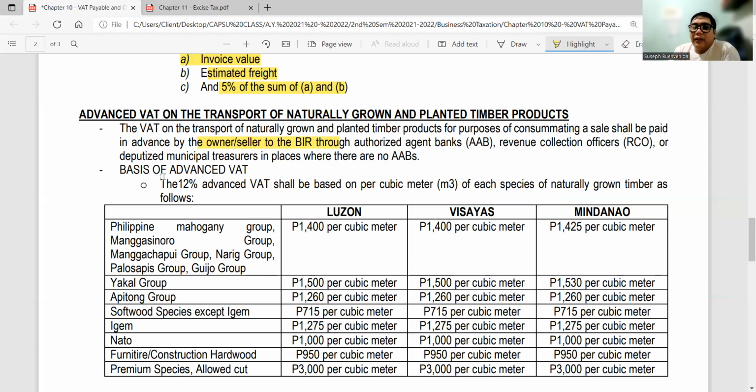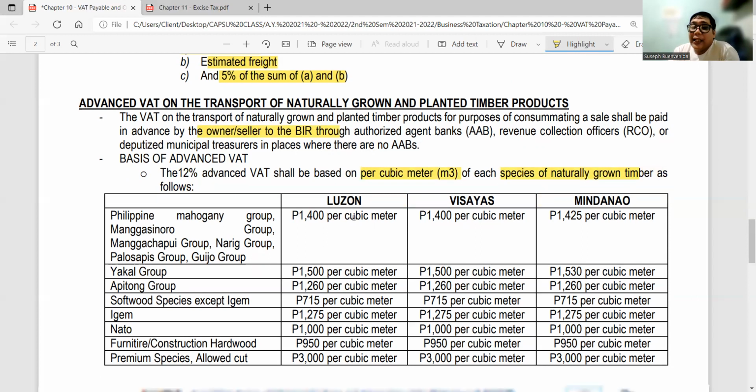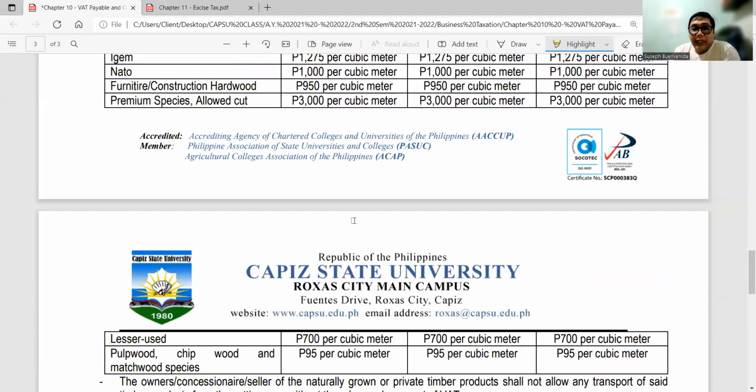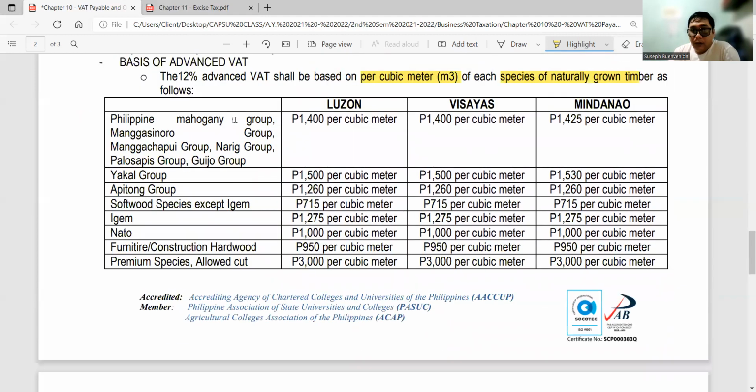Now, what is the basis? The basis of advance VAT is, number 1, the 12% advance VAT shall be based on the per cubic meter of each species of naturally grown timber as follows. There are various species of wood, so I'll just read it. And take note that the value varies per region: Luzon, Visayas, and Mindanao.